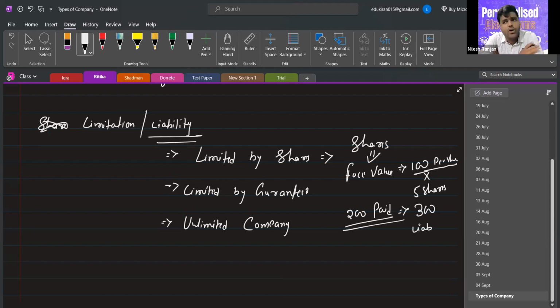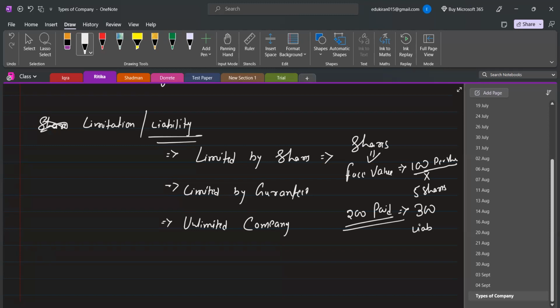Okay. Not all the liability will be paid by us. So this is called limited liability, meaning that you have purchased a certain number of shares, and your liability is limited to that amount.